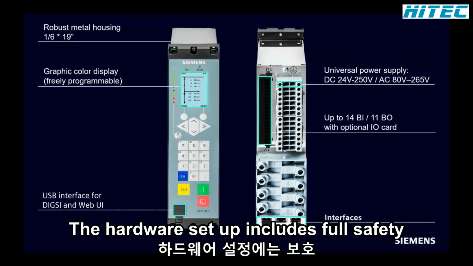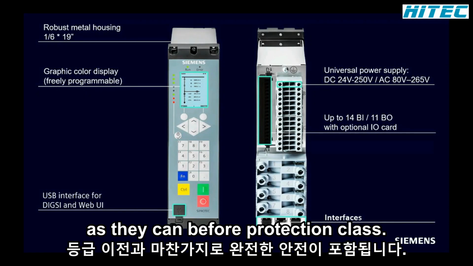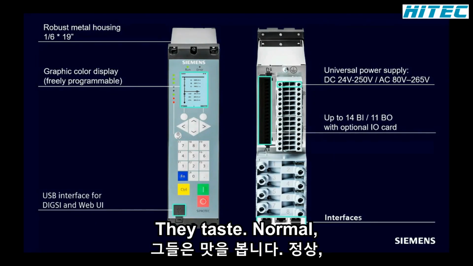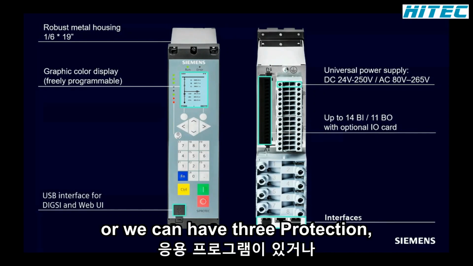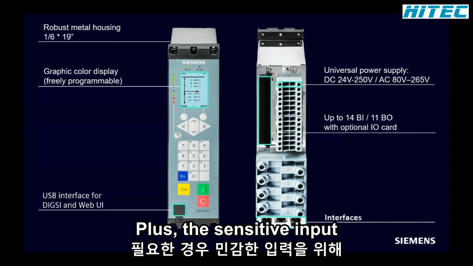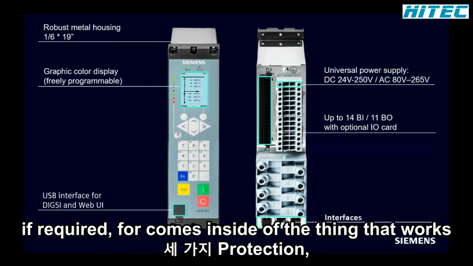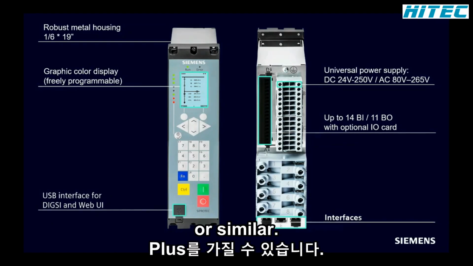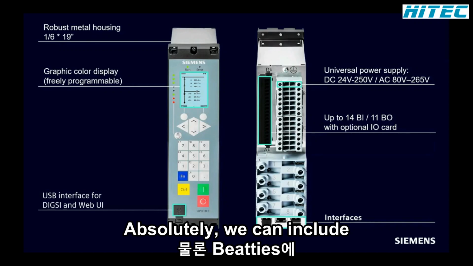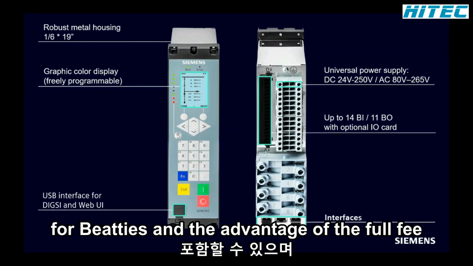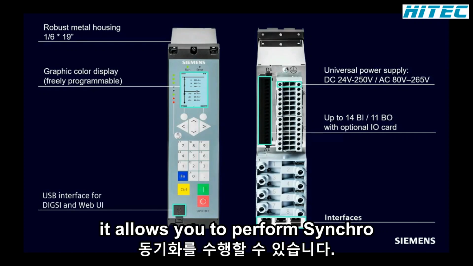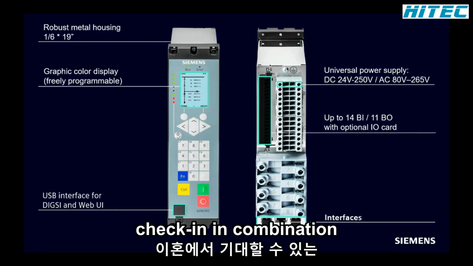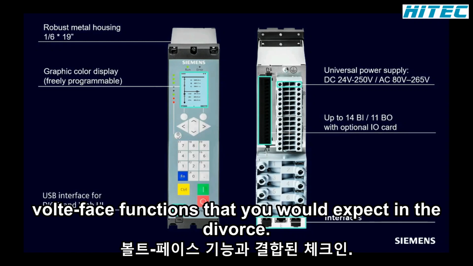All in all, the hardware setup includes 4 CTs. These can be 4 protection class CTs for normal overcurrent applications, or we can have 3 protection plus a sensitive input if required for compensated earthing networks or similar. Optionally, we can include 4 VTs. The advantage of the 4th VT input here is that it allows you to perform synchro check in combination with all the other voltage-based functions that you would expect in the device.